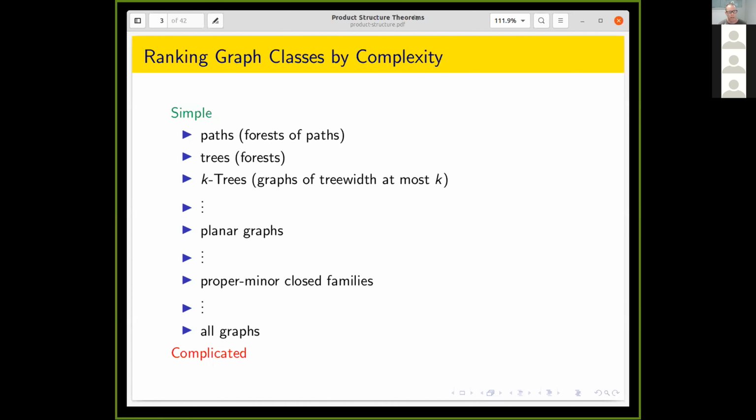A little bit more stuff before you got to proper minor closed families of graphs, and lots more stuff before you got to the class of all graphs. So all graphs being somehow the richest set. And what do I mean by complexity here? Well, nothing formal. I just mean if you ask a question about graphs in this class, how hard is it to answer that question? And so for the most part, it kind of behaves like this.